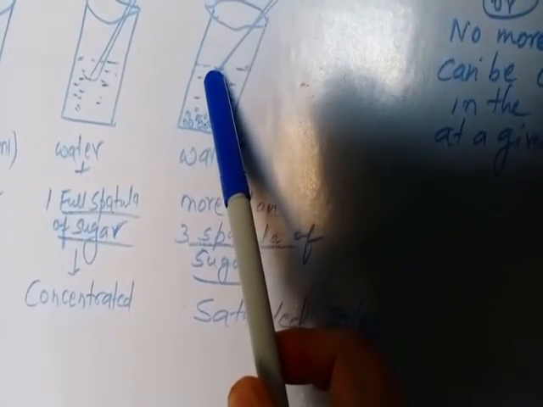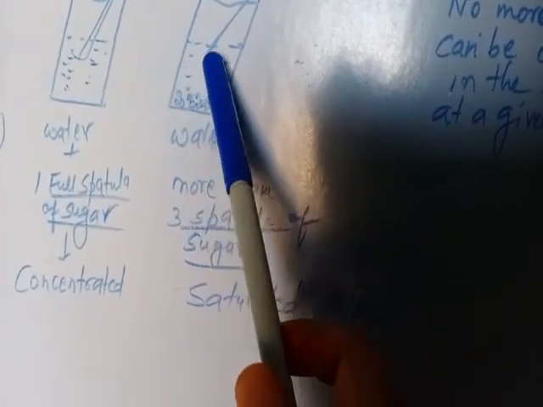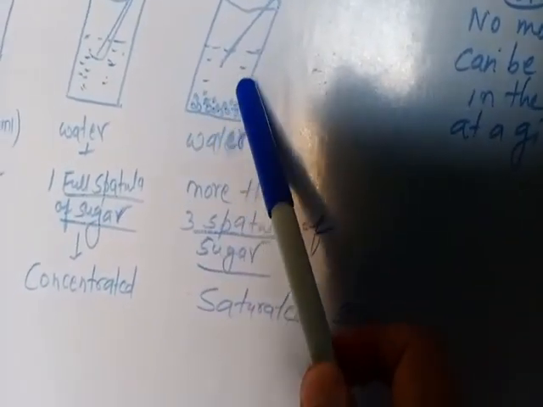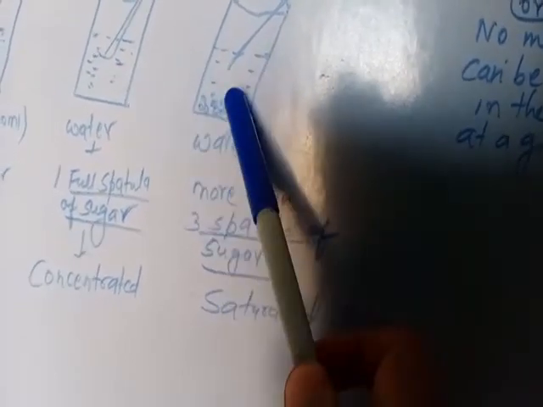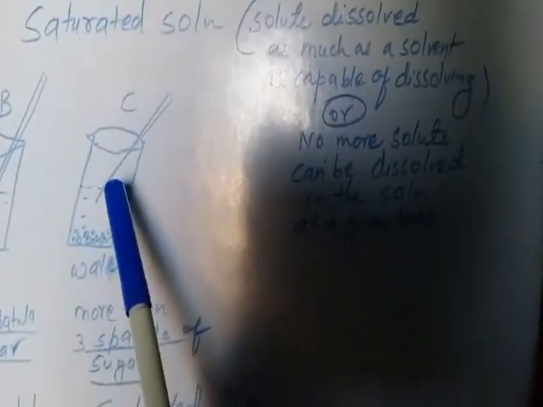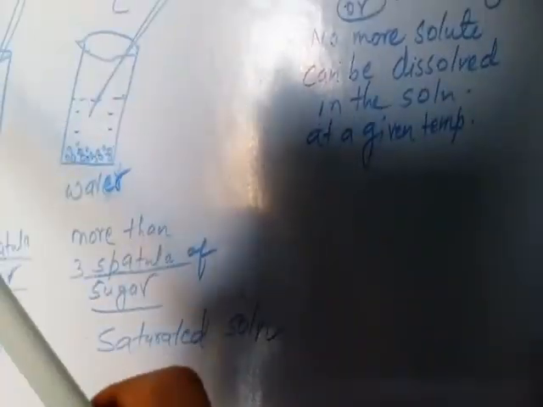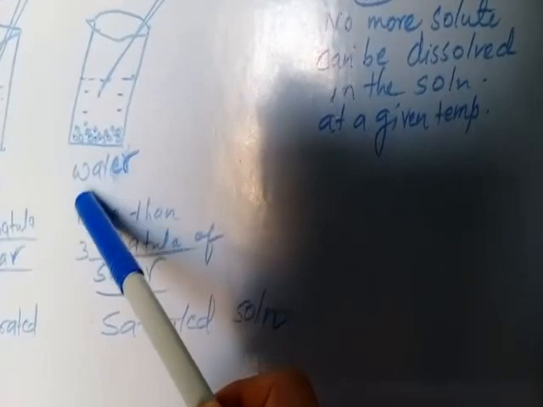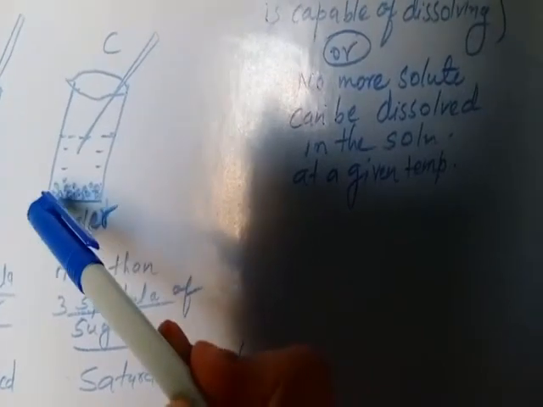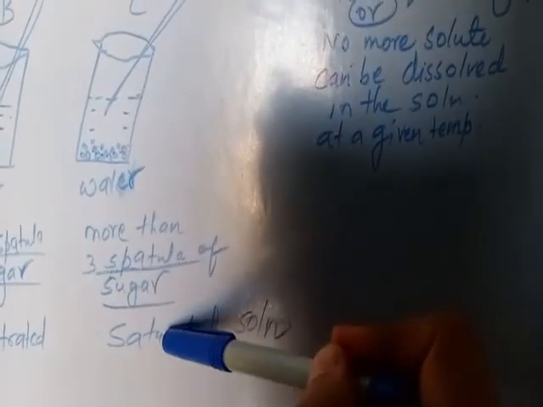What we see is that now when we add sugar particles in the beaker, the sugar particles do not get dissolved in the solvent, and you can see some of the sugar particles just spread or get settled down at the bottom. So here we can say that the solute, the sugar particle, cannot be dissolved in the solvent at this temperature. So this solution where no more sugar can be dissolved at a given temperature is called a saturated solution.